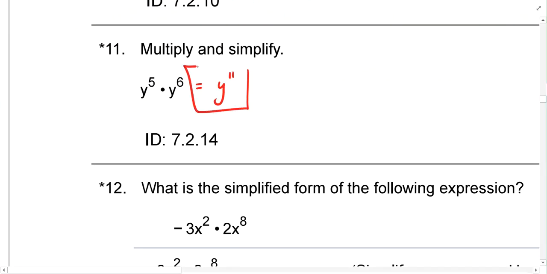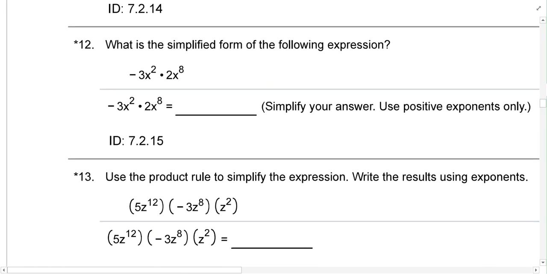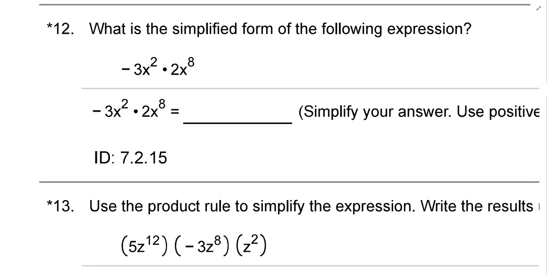For number 11, I don't believe there are any surprises there, so I've got y to the 11th in this example. In number 12, we should note that the number negative 3 and the number 2 are coefficients that multiply together, so we should find out what negative 3 times 2 is first, and then we can treat the bases as x. So the base of this exponent is x, and the base of this exponent is x as well. The number 2 and the number negative 3 are not bases at all. They are coefficients that must be multiplied together.